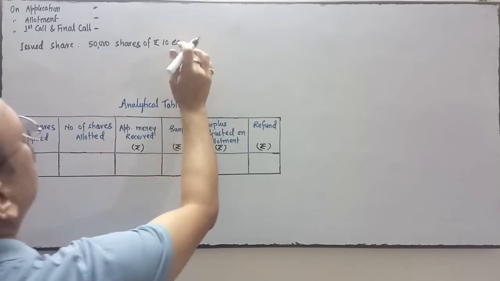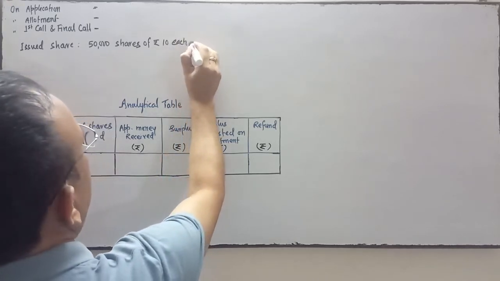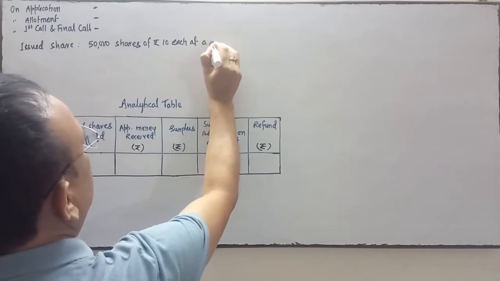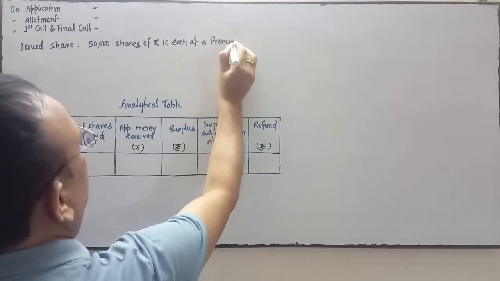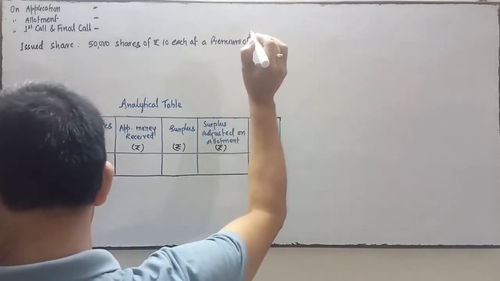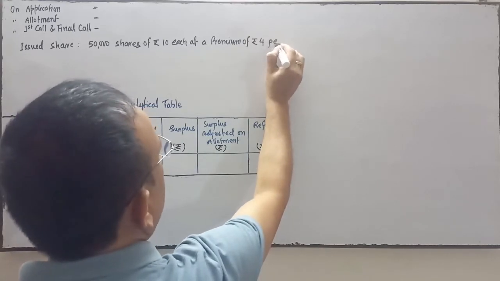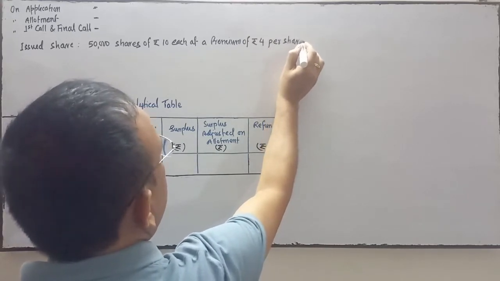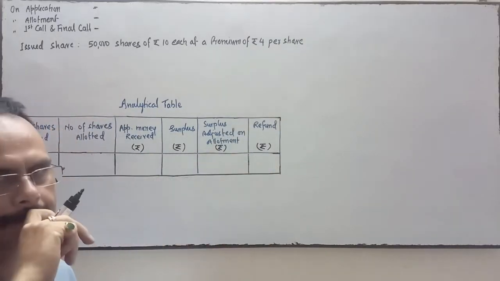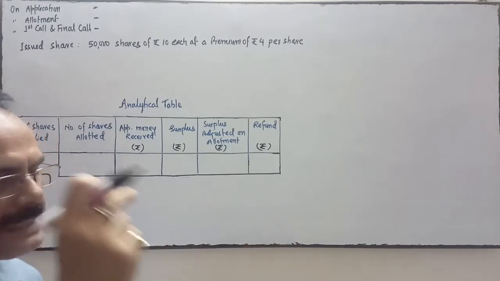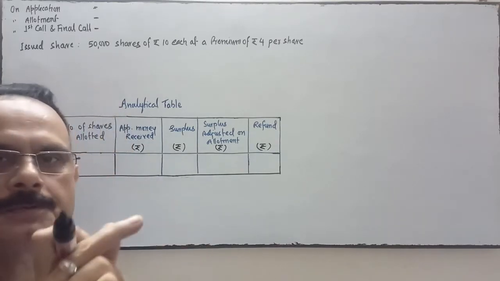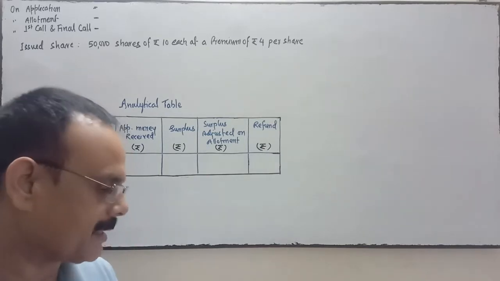at a premium of rupees 4 per share. It means the company has issued shares at rupees 14 per share. 10 rupees is the face value and these shares are issued at a premium of rupees 4 per share. So 10 plus 4, issued at rupees 14 per share.